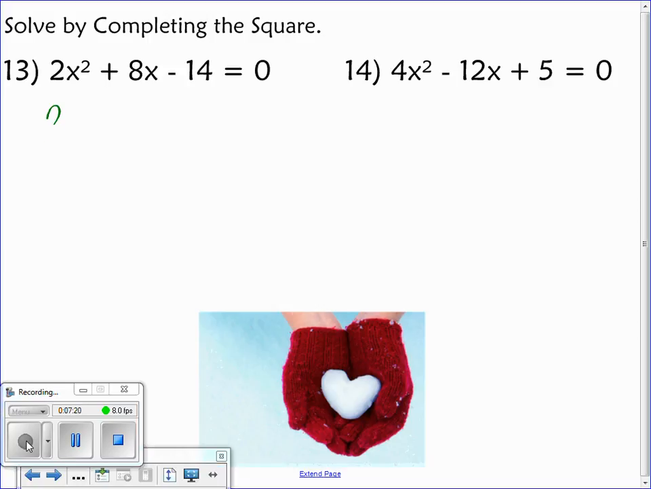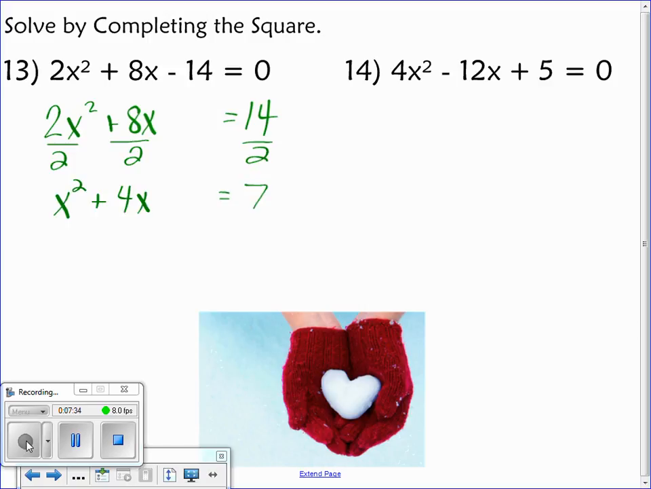Good, move the 14. So 2x squared plus 8x equals 14. Good, divide by your a value. So x squared plus 4x equals 7. Then what? Good, b over 2, which is 2, squared. So I add 4 to both sides. Good, this factors, how does it factor?